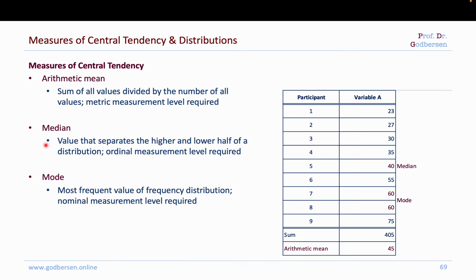The median is the value that separates the higher and lower half of a distribution. You can use the median for a metric scale of measurement, but also for an ordinal scale of measurement. Finally, the mode. This is just the most frequent value of a distribution. And here, the scale of measurement doesn't matter. You can use this with any scale, but normally you would use it with a nominal scale.